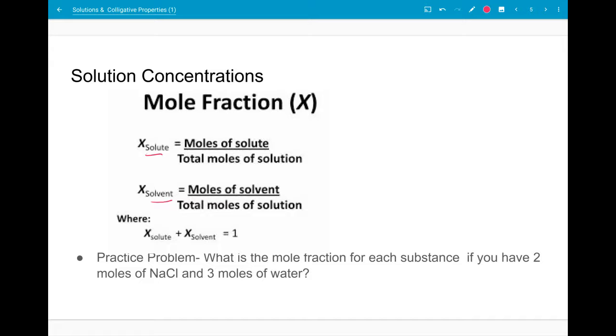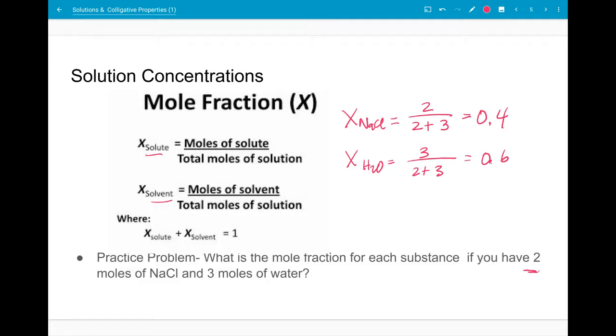And so if I look at this example, what is the mole fraction for each substance if you have 2 moles of NaCl and 3 moles of water? So NaCl is my solute and water is my solvent. My solute is 2 moles of NaCl, and it's 2 plus 3 on the bottom, so it ends up being 0.4. And then my water is 3 moles on top, 2 plus 3 on the bottom, 0.6, and that adds up to 1.